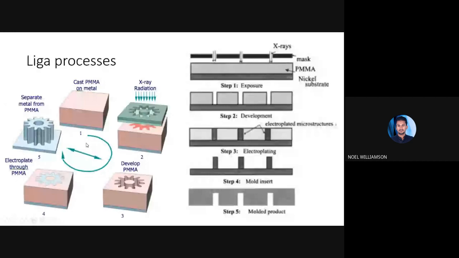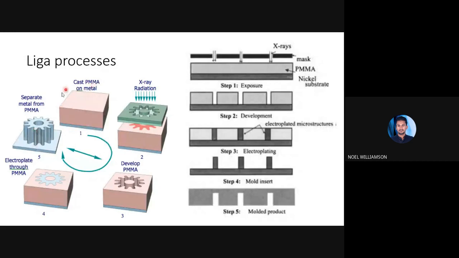So the first thing, this is the first scenario, where a particular shape is being created. With an example we will discuss. Suppose we have to create a structure like this, a gear like this. So what we have to do is create a separate metal structure from the PMMA. Initially we cast a metal.